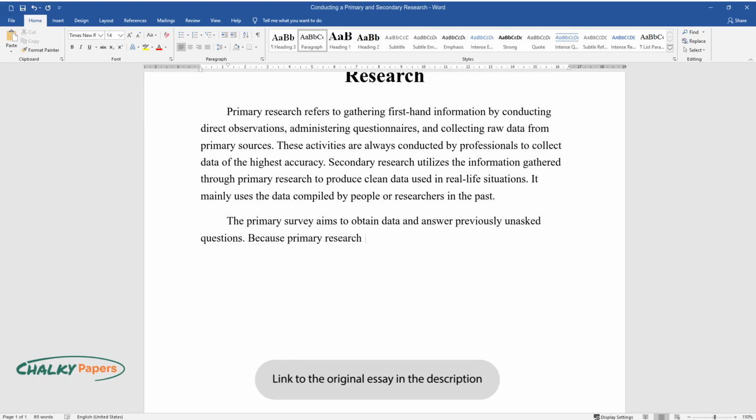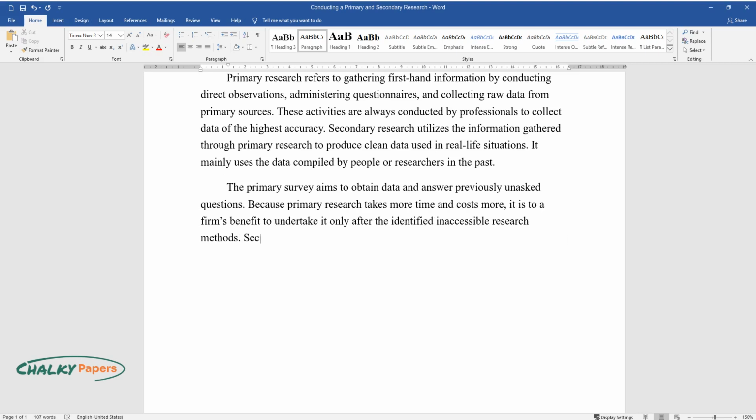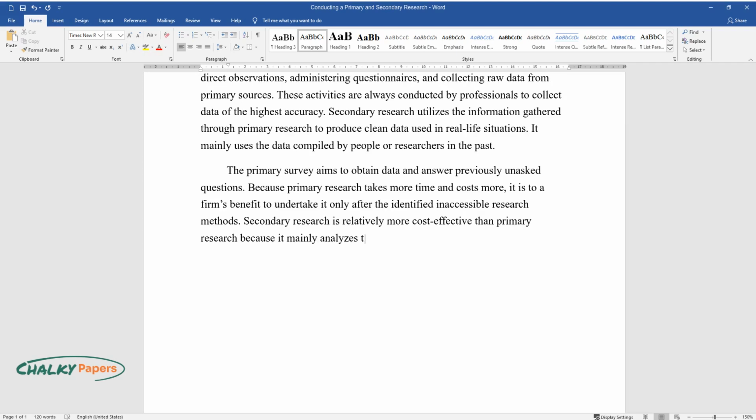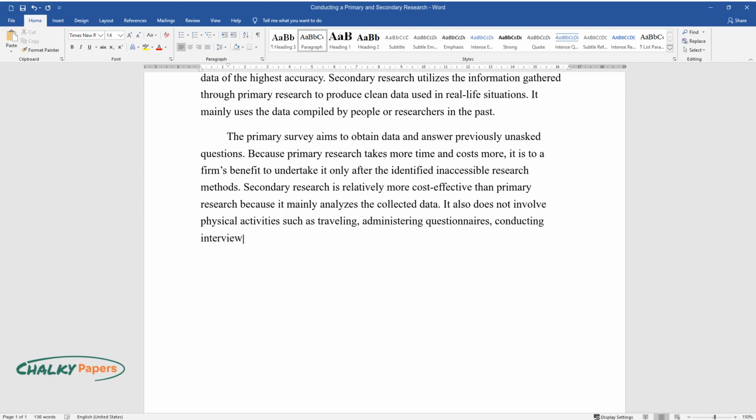Because primary research takes more time and costs more, it is to a firm's benefit to undertake it only after identifying inaccessible research methods. Secondary research is relatively more cost-effective than primary research because it mainly analyzes the collected data. It also does not involve physical activities such as traveling, administering questionnaires, conducting interviews, and observing, making it less tiresome.